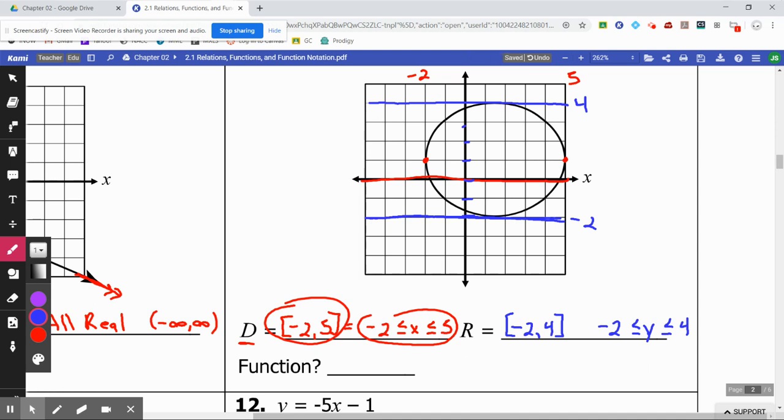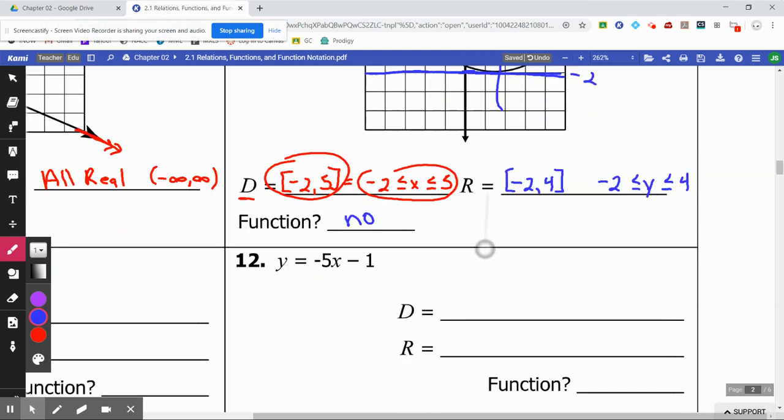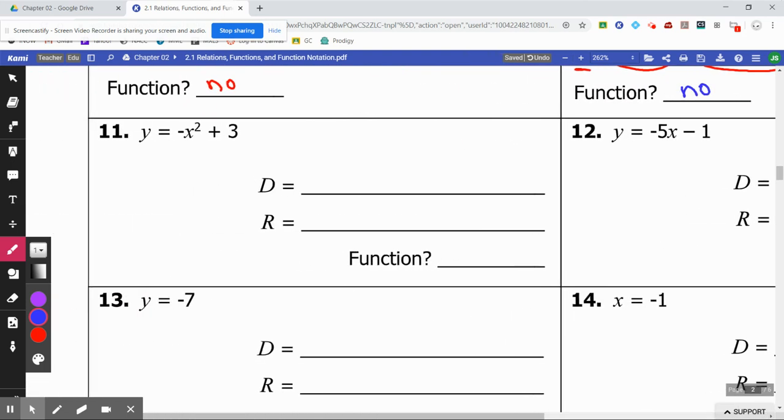Is it a function? Definitely not, because if you draw a vertical line right there, you will hit 2 points, so that is not a function. Number 11.